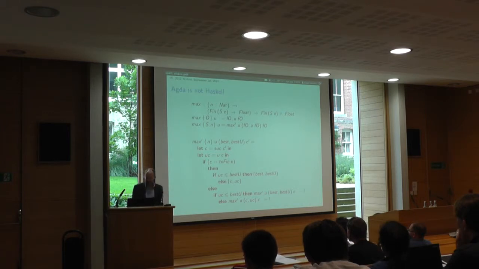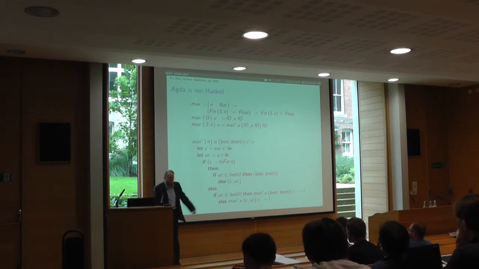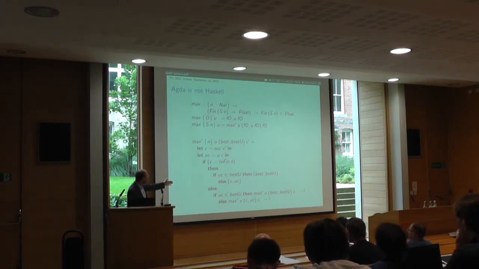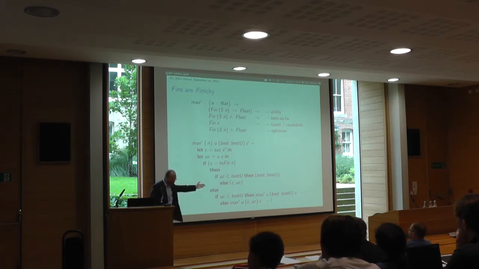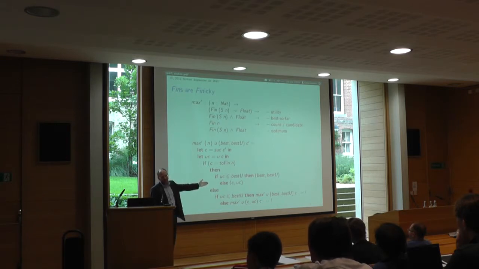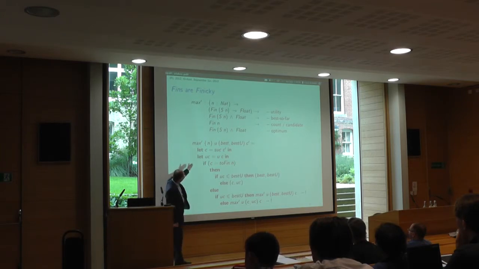Agda is not Haskell. Neither is it. So this bombs. It doesn't pass the type checker. Why doesn't it pass the type checker? Because the C there has the property that it's of the wrong type. It's of type bounded by N instead of being bounded by the successor of N. So the type checker says, I don't believe you can increment this and still stay within the successor of N bound. But I know I can increment it because I just tested it here.